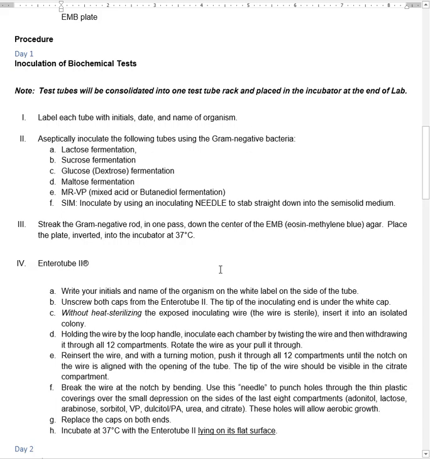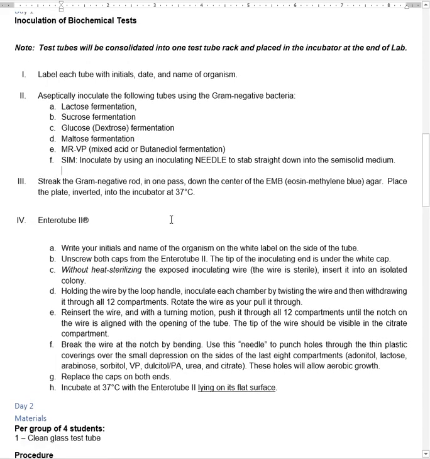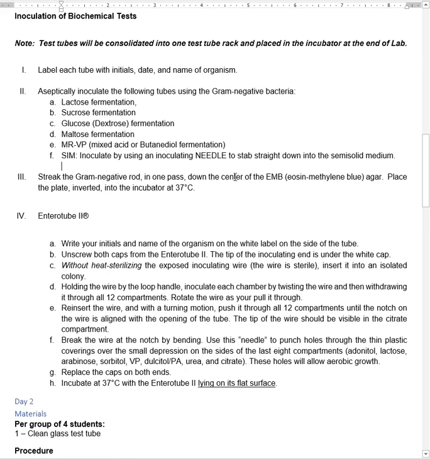So when you put this down, and after it's had a chance to grow, you look to see if it has spread significantly beyond where that needle thrust was. And in the indole test, you put some drops of reagent and you look to see if there's a reaction. So there's a SIM test. Now here's something else. On the EMB, we don't do the streak plate to 3. We just do one single line down the center.